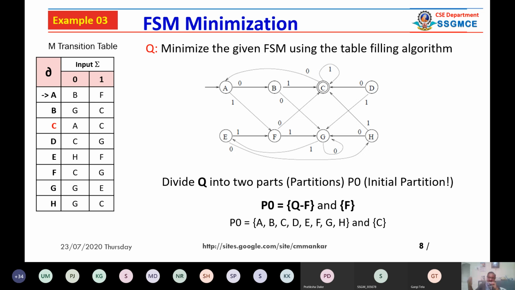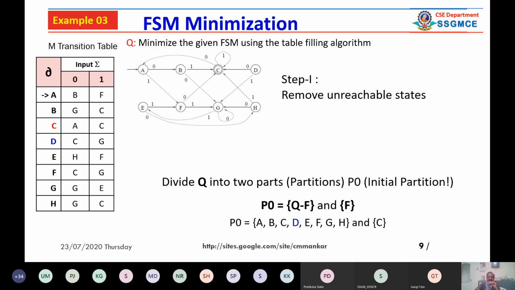So anyway, if you observe this diagram, first what you should do is identify which states are unreachable states. Now if you observe the D state, you are not able to reach D anyhow. From C you cannot reach, from G you cannot reach, from H you cannot reach, from any other state to D. So this D state is called an unreachable state.